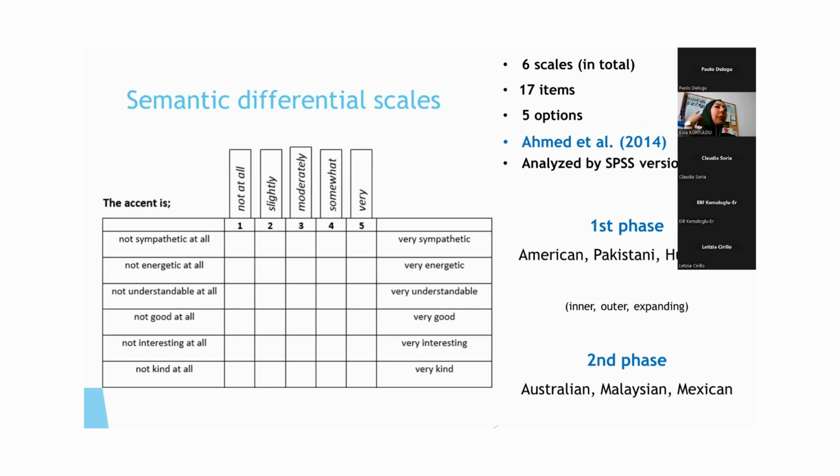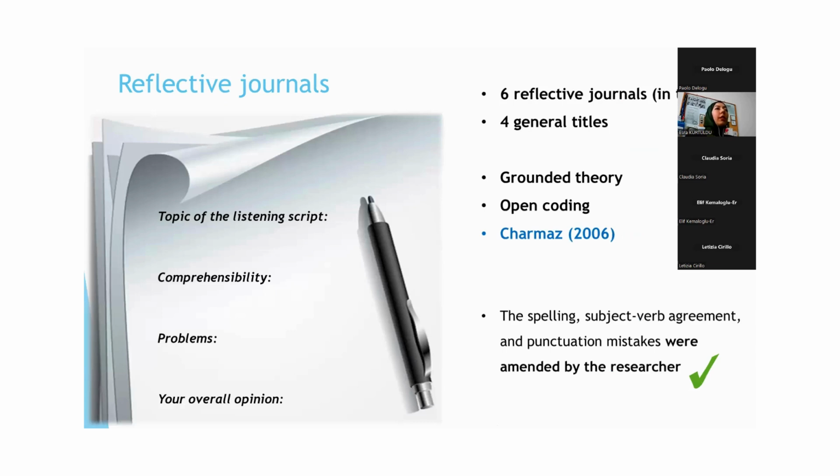So each time when they listened to the accent, they needed to choose the one that they thought according to the accent. And for the reflective journals, again, for each accent, I gave them reflective journals, and I just gave them 4 general titles. For example, the topic of the listening script, what do you think of it? Did you understand it? Was it easy for you? What about comprehensibility? Was this accent comprehensible or not?